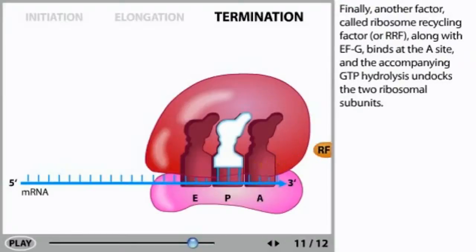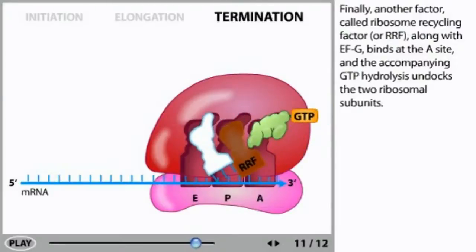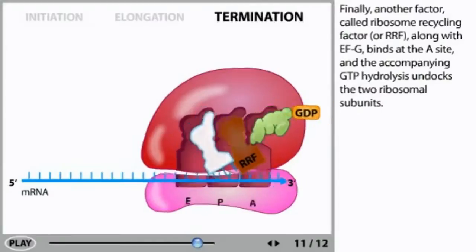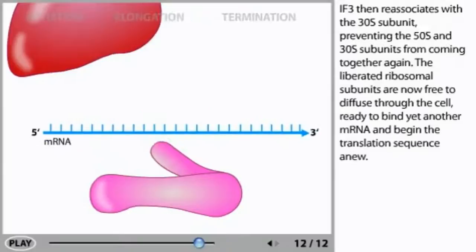Finally, another factor, called ribosome recycling factor or RRF, along with EF-G, binds at the A site, and the accompanying GTP hydrolysis undocks the two ribosomal subunits. IF3 then reassociates with the 30S subunit, preventing the 50S and 30S subunits from coming together again. The liberated ribosomal subunits are now free to diffuse through the cell, ready to bind yet another mRNA and begin the translation sequence anew.